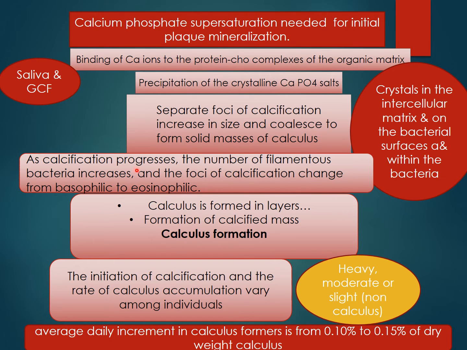During this calcification, the number of filamentous bacteria also increases, and the foci of calcification change from basophilic to eosinophilic. As we said, calculus will be formed in layers, and these coalesce to form a calcified mass called calculus. The initiation of calcification and calculus accumulation may vary from individual to individual and from location to location. This can be categorized as heavy, moderate, or slight.